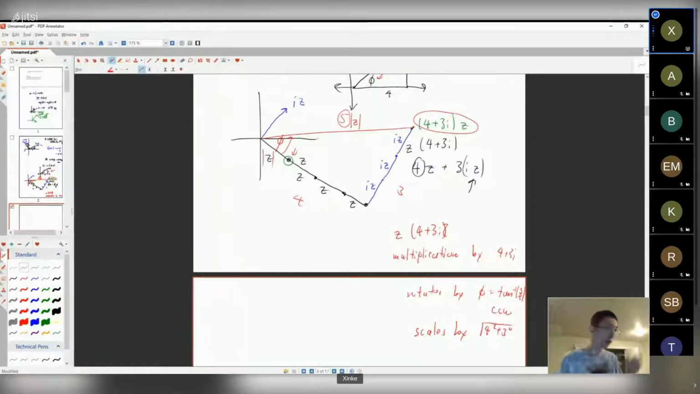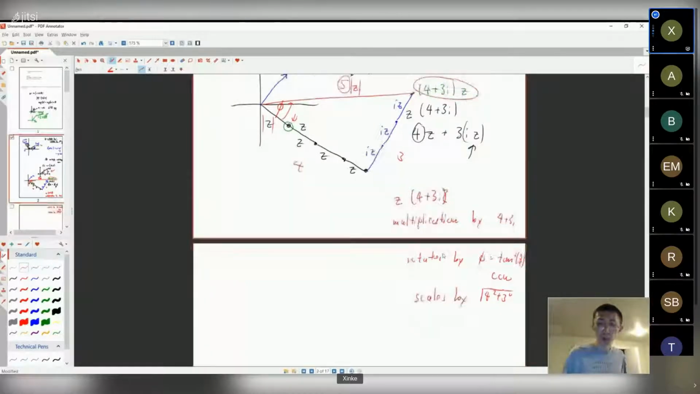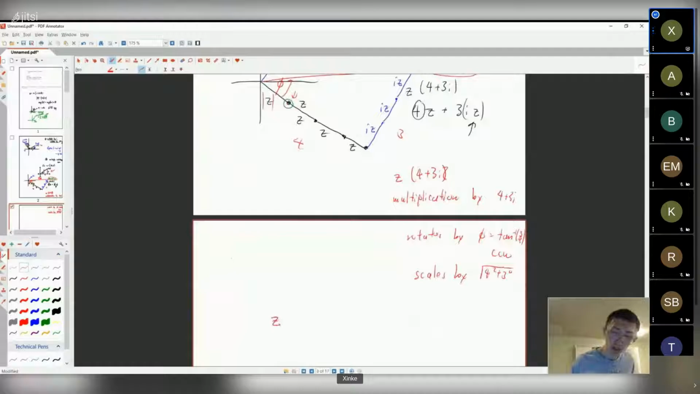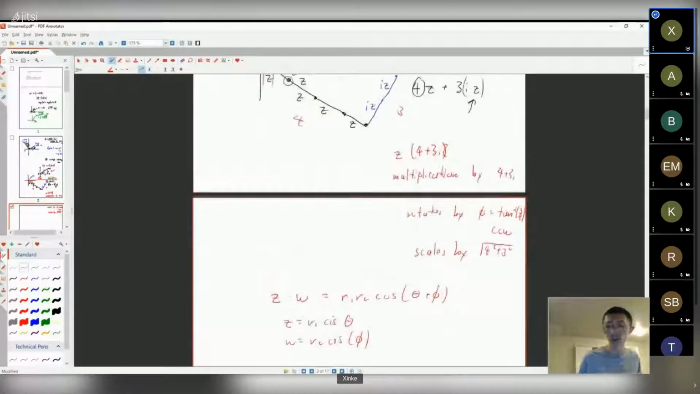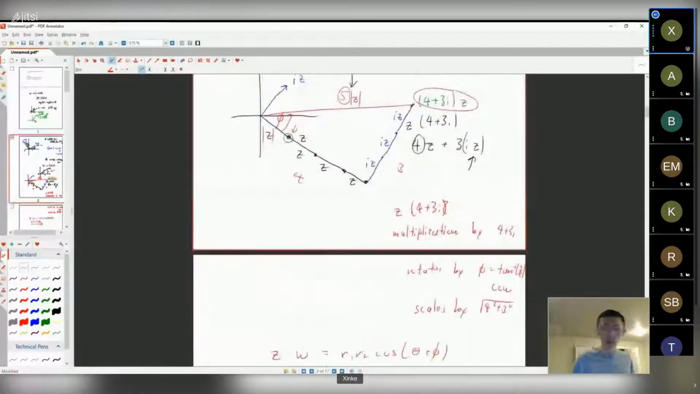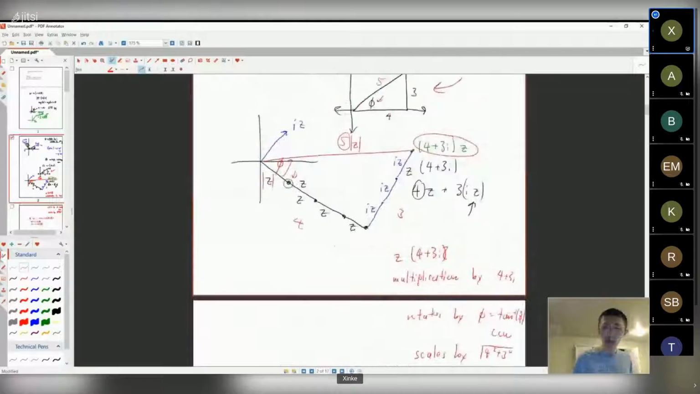So you can replace 4 plus 3i by any complex number, and this is always true. What this means is, if you multiply z times w, you multiply their magnitudes and you add their angles. So if z was r1 cis theta and w was r2 cis phi, then you just add their angles and you multiply their magnitudes. So that's how you can prove it without trig.